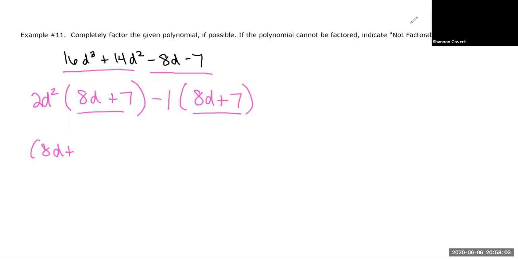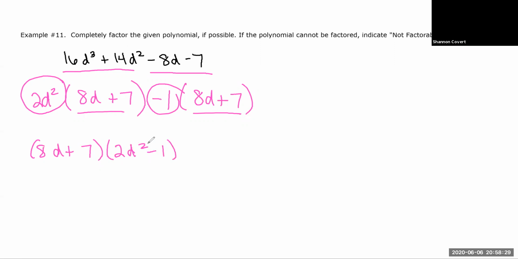Got my 8 a little carried away. Trying to get to the eraser here. There we go. Straighten that 8 up. So we have 8d plus 7. And the other parentheses is going to have 2d squared minus 1.